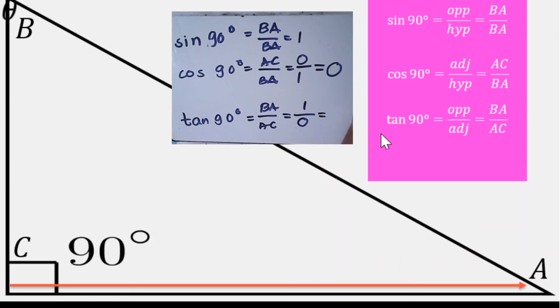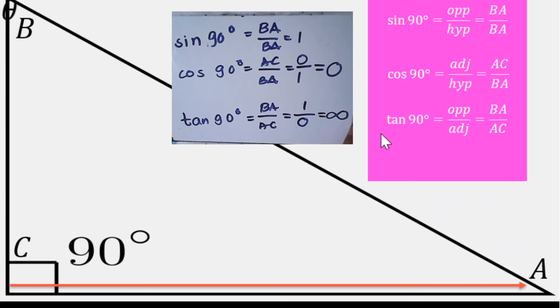Now, the value of tangent 90 increases without limits because its adjacent side approaches 0, and it is undefined because the definition requires division by 0, which is an operation that is undefined. So, we will be using the symbol lemniscate to represent a value or a quantity which is not finite.